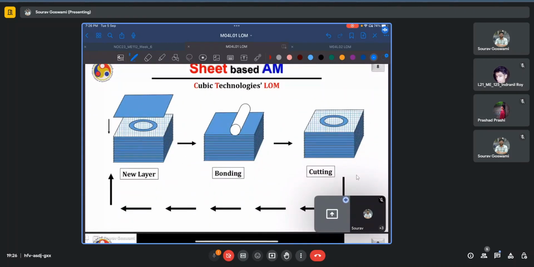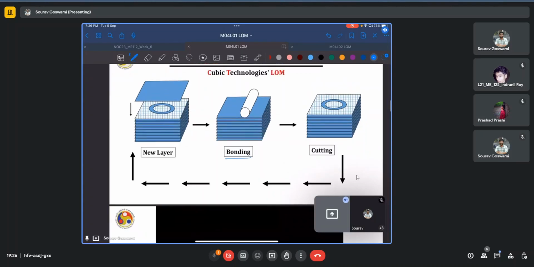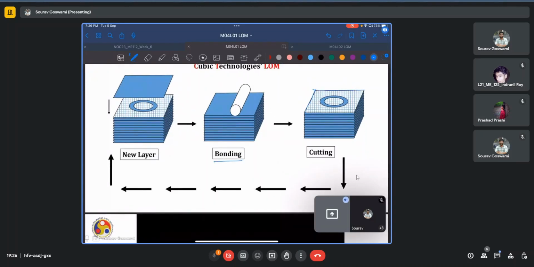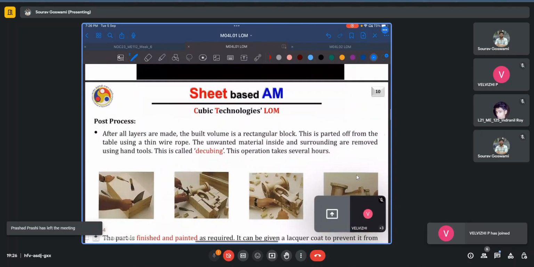Here the three processes are again shown in brief. When a new layer is added, first the bonding operation is performed by moving this laminating roller, and then the cutting operations, which will include this parting cut over here for the boundary, and then the exterior and interior contours, and of course the grid lines as well.